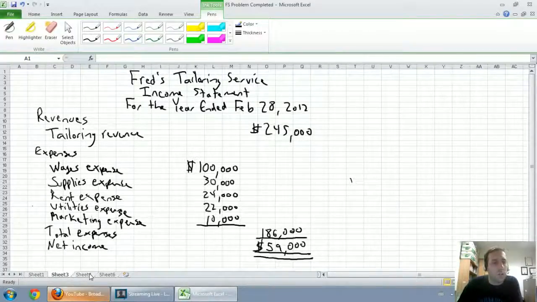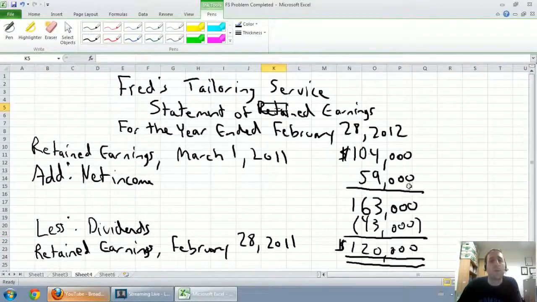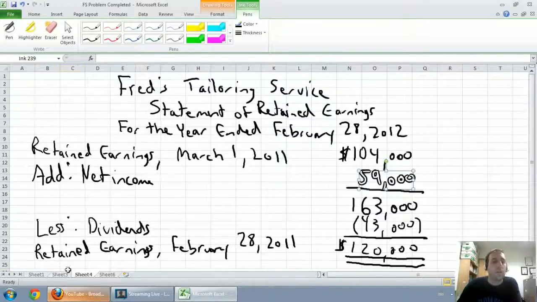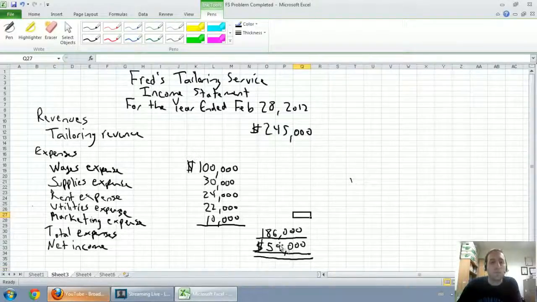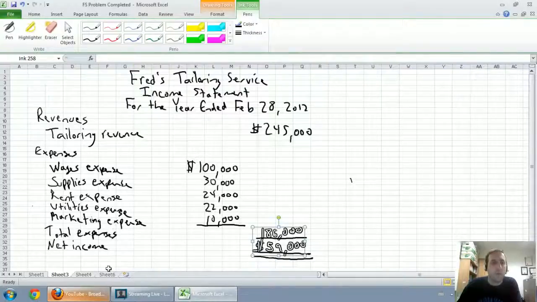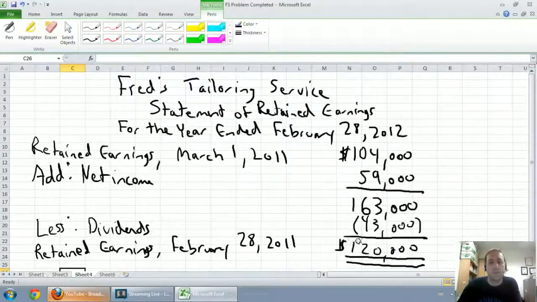A final note before I get on to the last question here was just how the statements work together. There's a reason we do the income statement first, the statement of retained earnings second, and the balance sheet last. We do the income statement first because we use net income. Now remember, net income is the bottom line of our income statement. We can't prepare a statement of retained earnings if we don't have our net income. So again, the net income moves from our income statement to our statement of retained earnings.